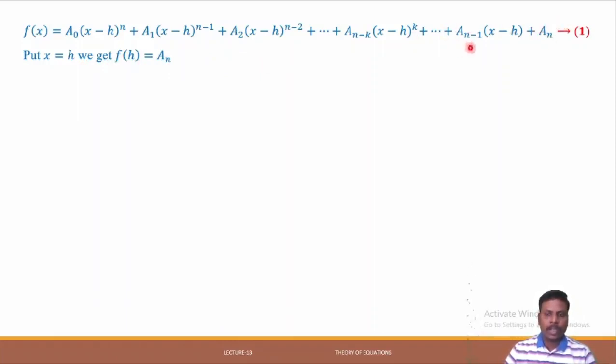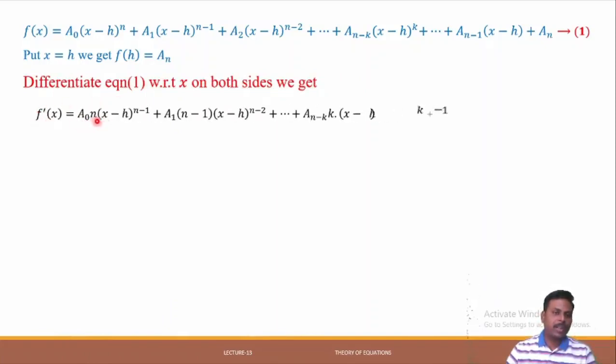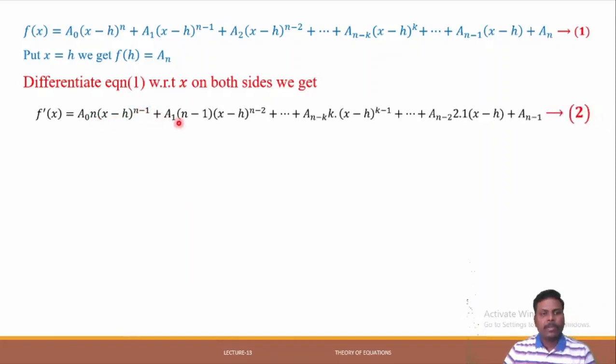Now let us find out a(n-1). How do we find out? Let's differentiate equation 1 with respect to x on both sides. What do we get? f'(x) is equal to a0 n (x-h)^(n-1) + a1 (n-1) (x-h)^(n-2) + and so on, a(n-k) k (x-h)^(k-1) + a(n-2) 1 (x-h) + a(n-1) plus differentiation of the constant term is 0. So this time you will have the constant term as a(n-1).